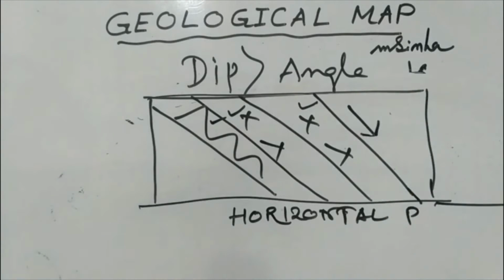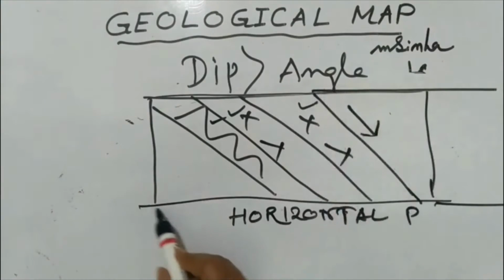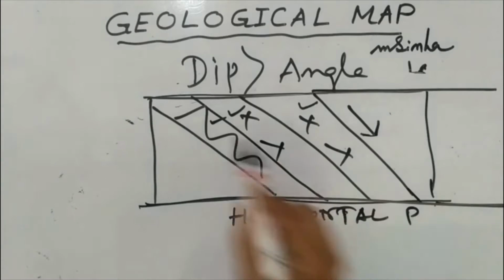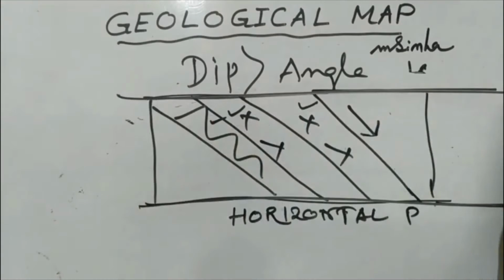So the angle is the inclination of beds, and it's the angle between the bed and the horizontal plane. This is the horizontal plane, and this angle is known as dip. What is dip? Dip is an angle. It is an inclination. It's the angular measurement between the rock bed and the horizontal plane. Dip is an angle.